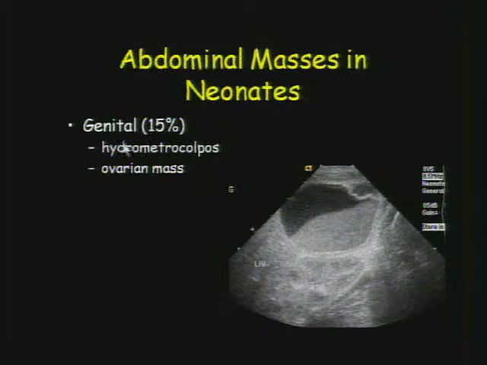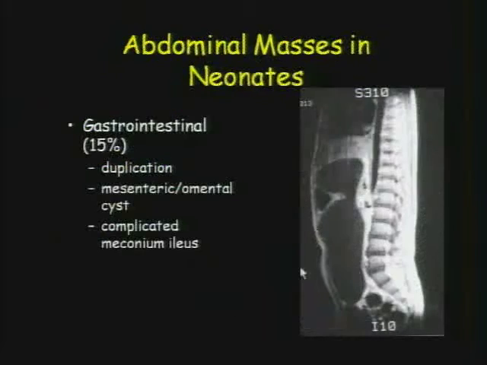Genital masses can either be hydrometrocolpos or ovarian cysts. You remember in that last talk when I was talking about cystic right upper quadrant masses, I listed an ovarian cyst, and here is an example of that. Here's the right kidney, here's the liver. Remember, a baby girl's pelvis is very small, so if they get even not a real large ovarian cyst, it'll be displaced up into the abdomen, often into the right upper quadrant, and this one is hemorrhagic.